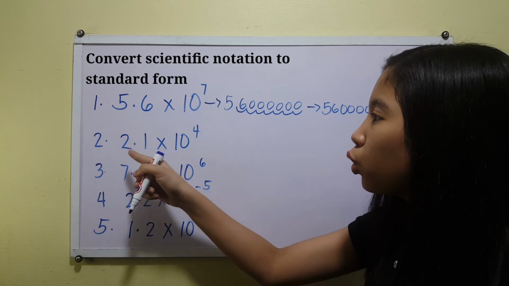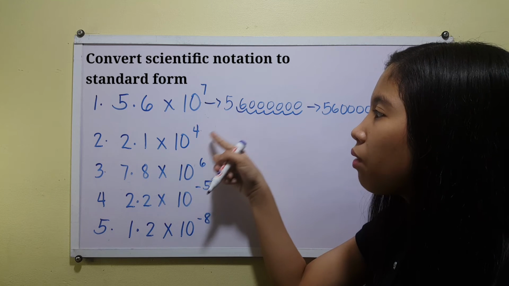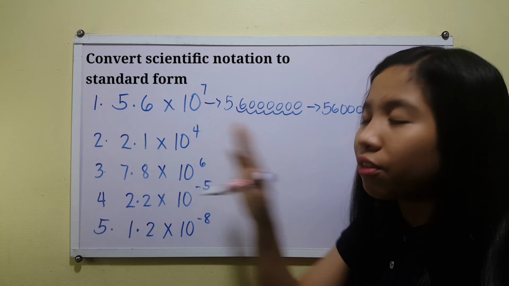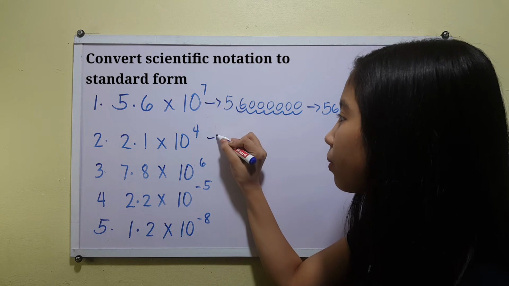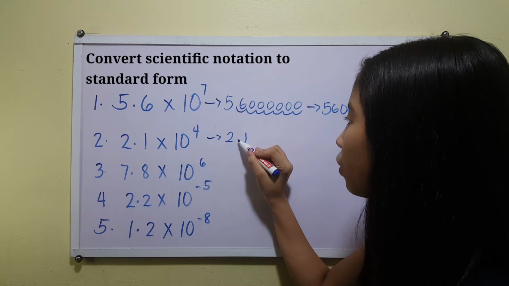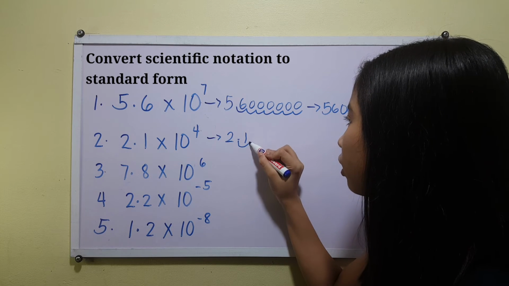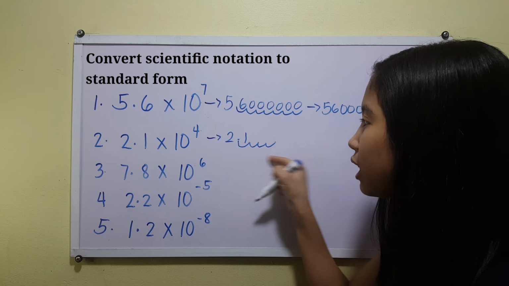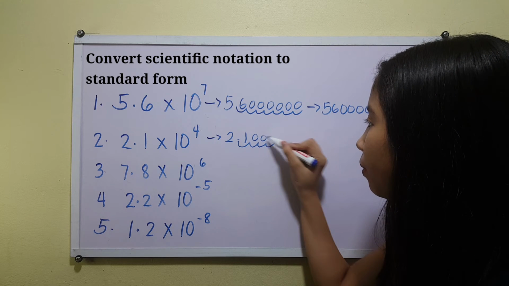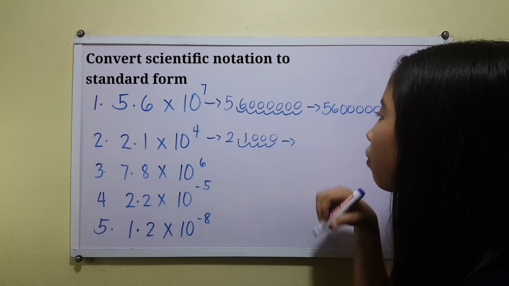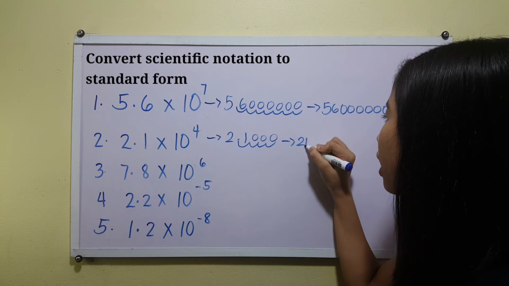Next, we have 2.1 times 10 to the power of 4. We are going to move the decimal point 4 times to the right. So we have 2.1. Let's move the decimal point. 1, 2, 3, 4. We are going to put 0 in these spaces. So 2.1 times 10 to the power of 4 is equal to 21,000.